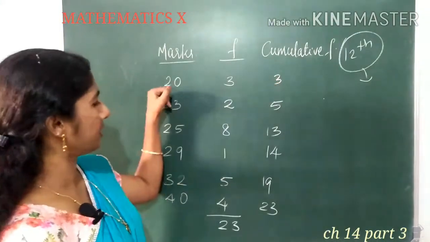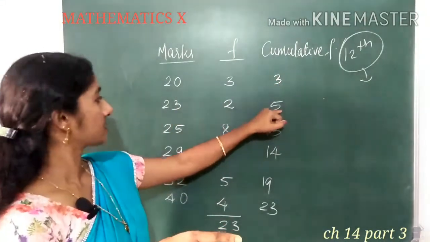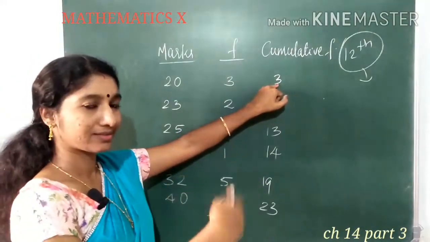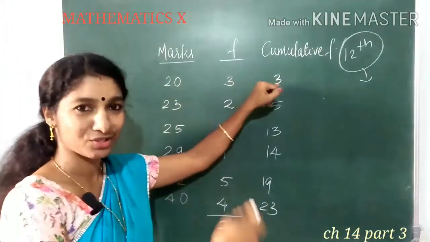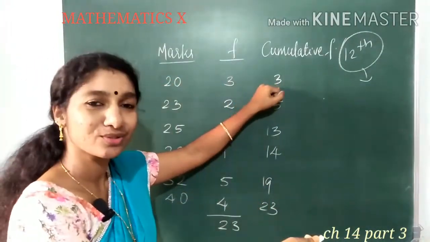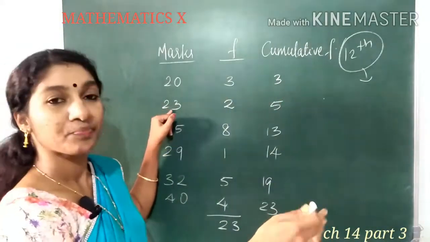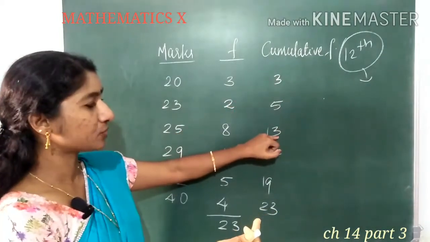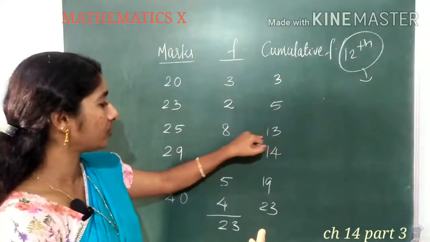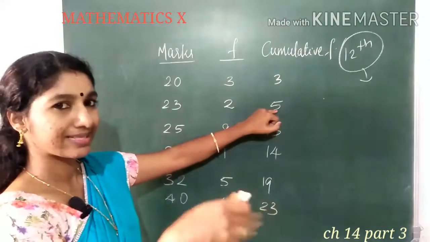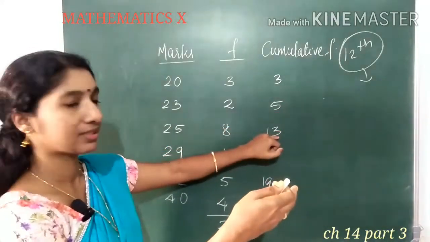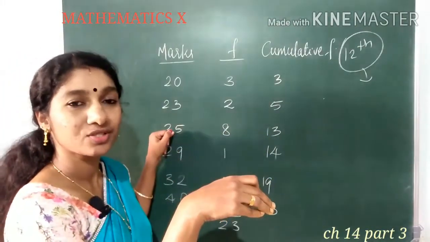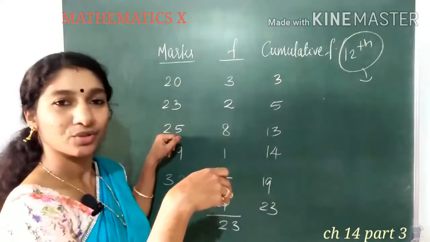Up to the third position, 3 students are getting 20 marks. So the first student got 20, the second student got 20, the third student also got 20, the fourth student got 23, the fifth student got 23. So up to 5, it is 23 only. Then up to 13, how much mark? From the 6th student onwards up to the 13th student, the mark is 25. So what will be the mark for the 12th student? The 12th student is with 25 marks.